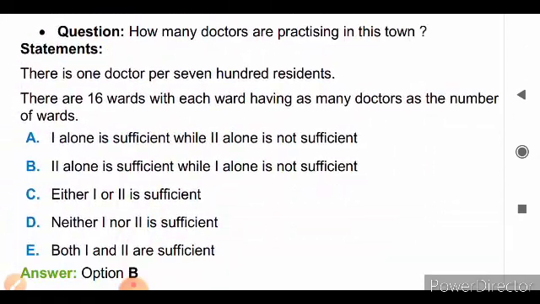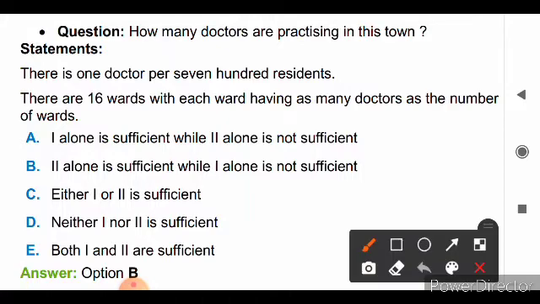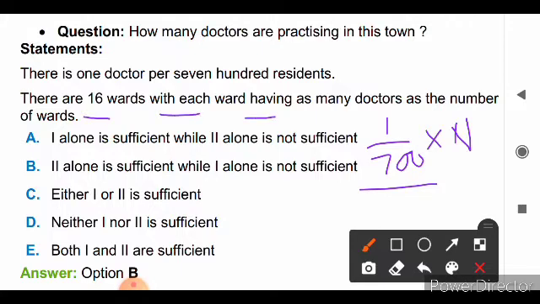Next question is: how many doctors are practicing in this town? Statement 1 is there is one doctor per 700 residents. Statement 2 is there are 16 wards with each ward having as many doctors as the number of wards. So let the total number of residents in the town be n. Then with statement 1, the number of doctors in town is 1 upon 700 multiplied by n, where the value of n is not known.